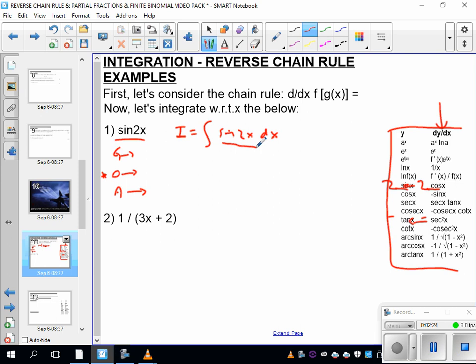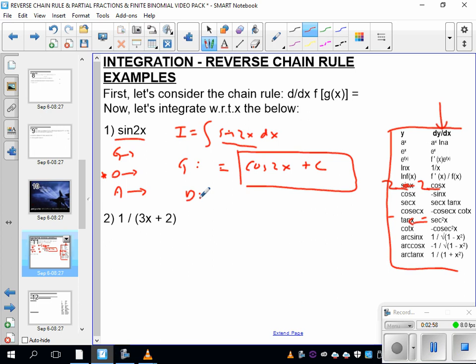Here I've got sine 2x. And from my differentiation table, I know that minus sine x goes to cos x. So I'm going to guess that the integral of this is going to be something to do with cos, not x, cos 2x. So cos 2x plus c. That's my guess. It's a guess though, and it doesn't matter if my guess is wrong. What matters, so I'm going to box my guess, is my checking, my derivatives.